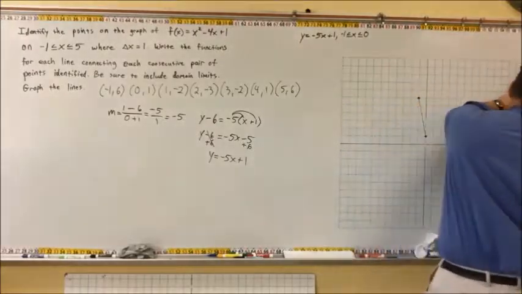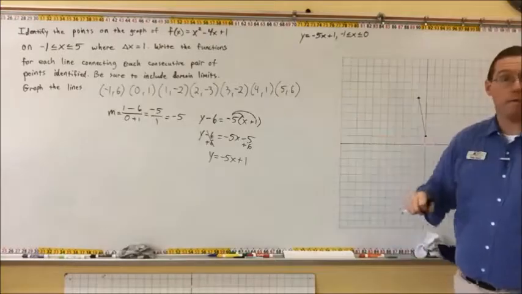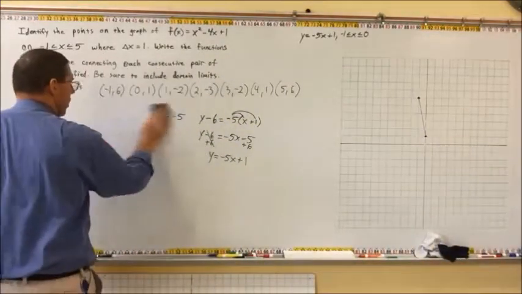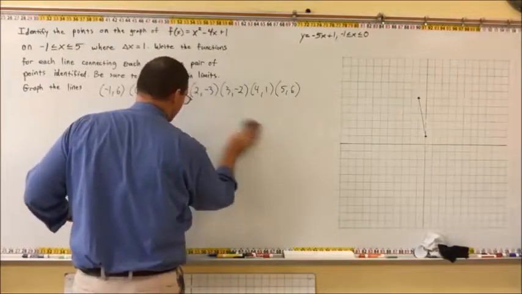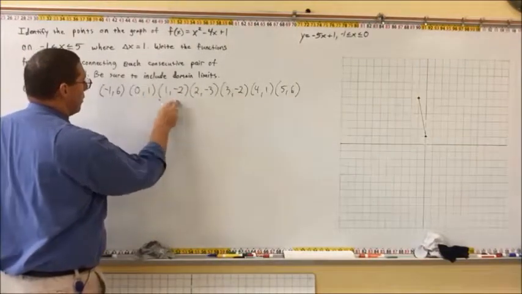There we go. That is this line right here. Okay. All right, let's move on to the next line. That's line number 1. We got 6 of them to do. So we did here to here. Now we're going to do from here to here.